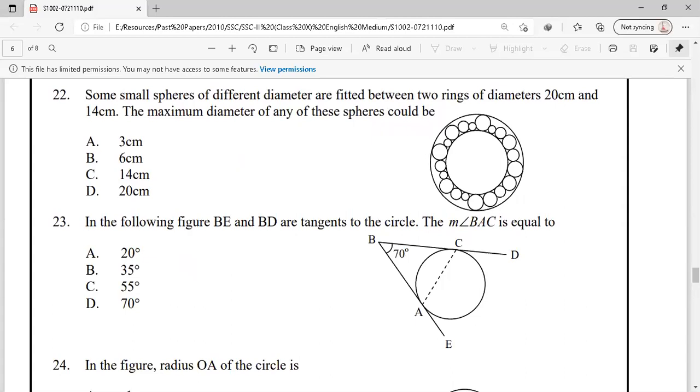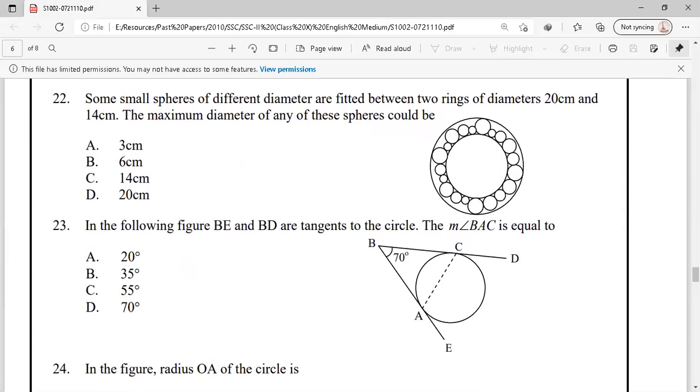Let's come to question number 22 and 3. Some small spheres of different diameters are fitted between two rings of the diameter 20 and 40. The maximum diameter of any of these spheres could be equal to what? So the maximum diameter of the largest sphere will be the difference of this side.